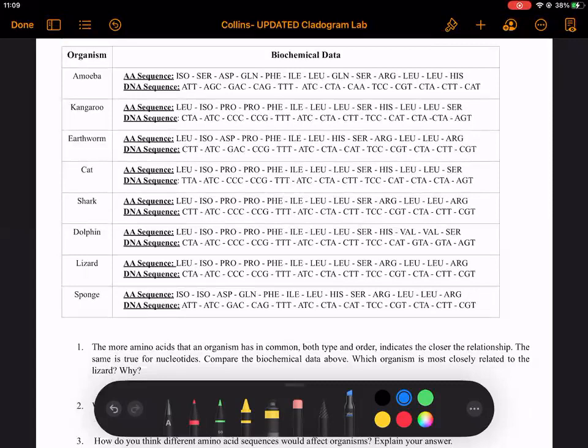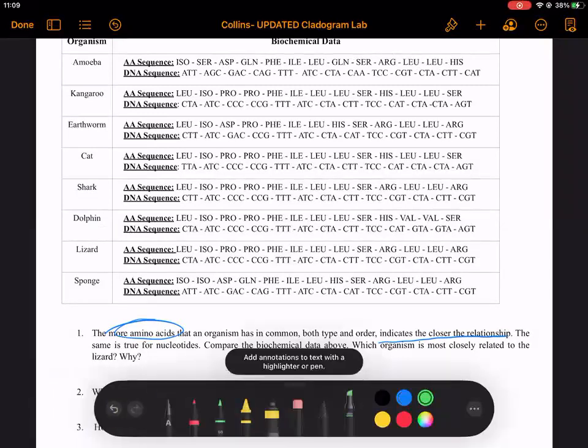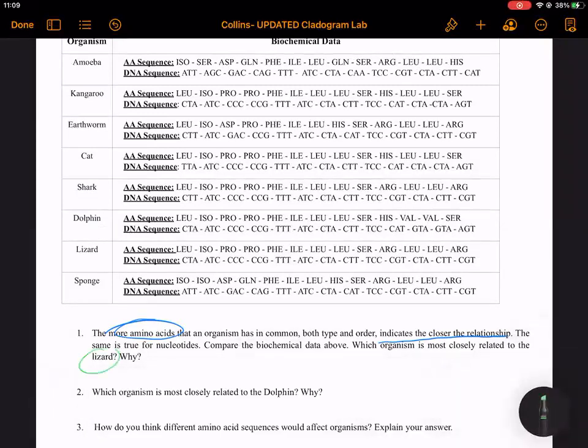Right, so number one, the more amino acids that an organism has in common, both type and order, indicates the closer the relationship. And the same is true for nucleotides. So let's compare this biochemical data above and figure out which organism is most closely related to the lizard and why. Let me get a volunteer for this one. What are we thinking? Ian, go for it.